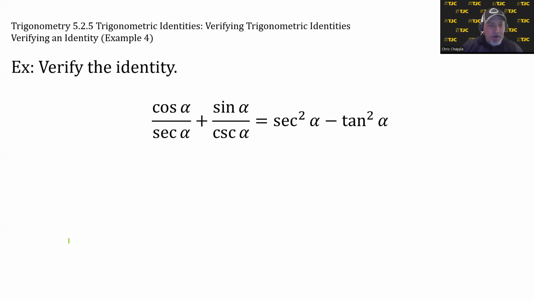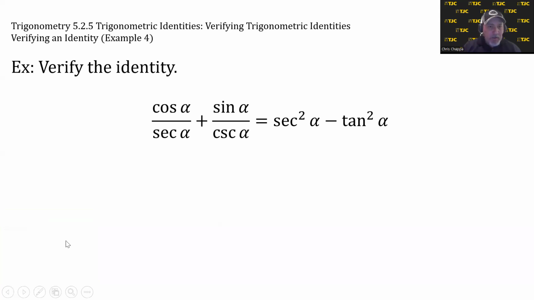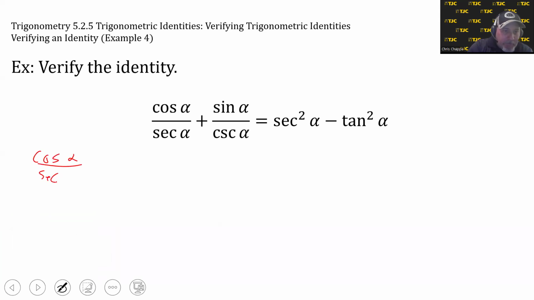All right, so let's start, and I'm going to attempt to do this in the same organizational manner that I showed in the intermediate video by citing my moves and organizing my work well. So let's start with, if I can have a pen, please. Pen, thank you. Let's start with cosine alpha over secant alpha plus sine alpha over cosecant alpha.